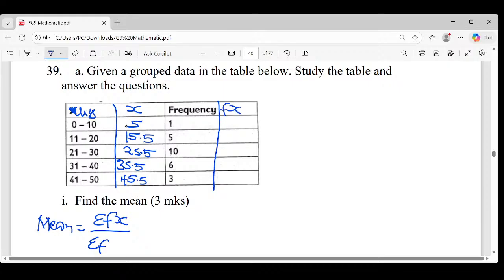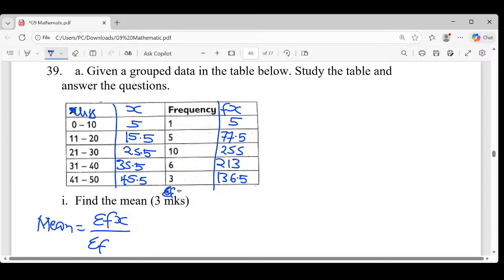F times x: f is 1, x is 5, so 5 times 1 gives 5. 15.5 times 5 gives 77.5. 25.5 times 10 gives 255. 35.5 times 6 gives 213. 45.5 times 3 gives 136.5.